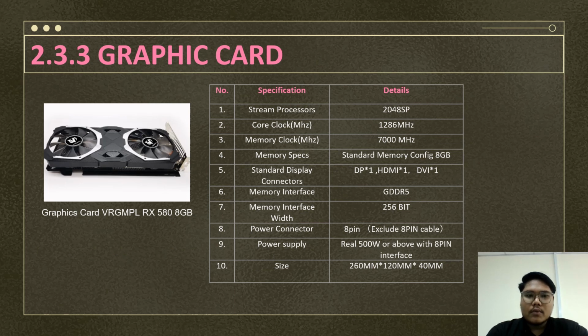For graphic card, we suggest Nawal use the VRGMPL RX 580. Why? Because this graphic card is a circuit board in a PC with specialized hardware advanced for showing excellent graphics at a high speed. They are also useful for professional applications like Adobe Photoshop for editing.